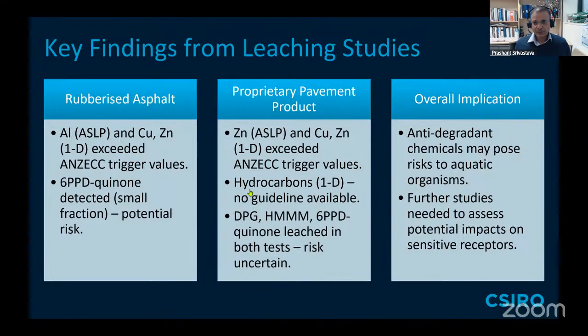So in the case of rubberized asphalt, we observed leaching of aluminium and iron in the worst case scenario, with aluminium concentrations exceeding the Australian guideline values for the protection of aquatic ecosystems. In the more realistic test, which is the 1D leaching test, copper and zinc concentrations also exceeded these guideline values. And we also detected 6-PPD quinone.